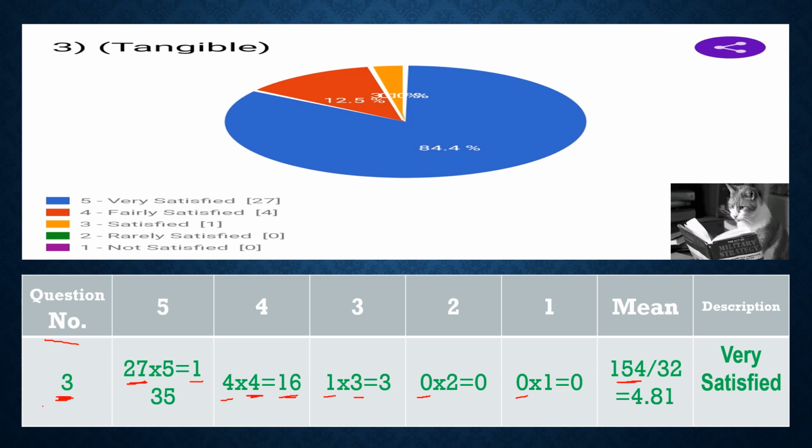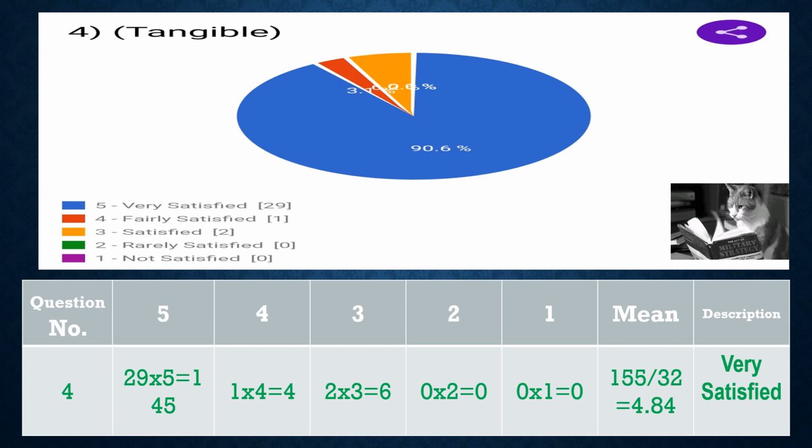Then we divide it by the number of respondents included in the research, for example, 32 here. So 154 divided by 32 is equal to 4.81. So the description here is very satisfied. How do we know that 4.81 is very satisfied? Just go back to the previous slide or previous information in this video, where we can see that 4.81 belongs to the very satisfied description.